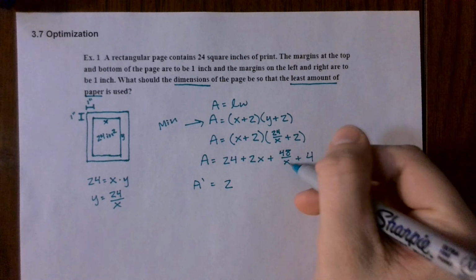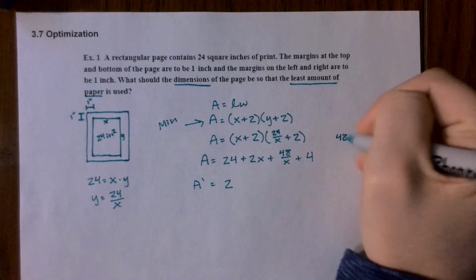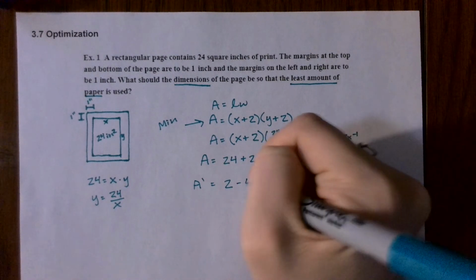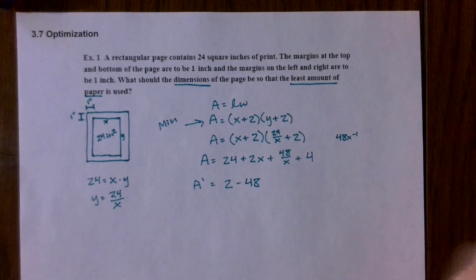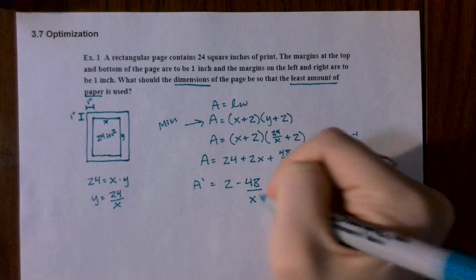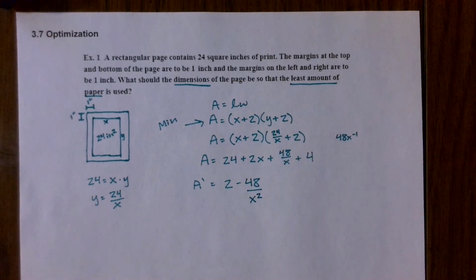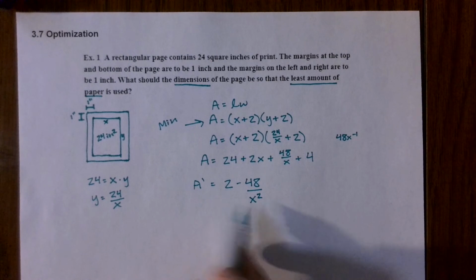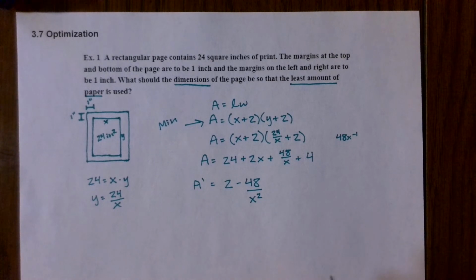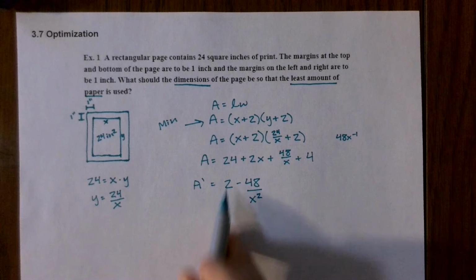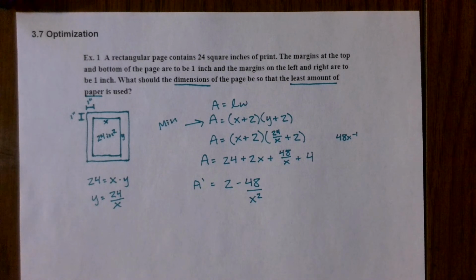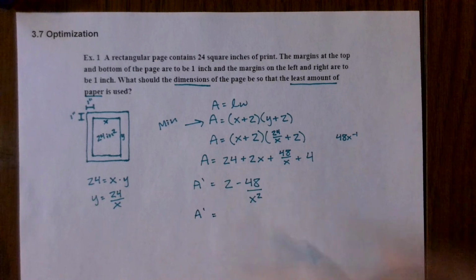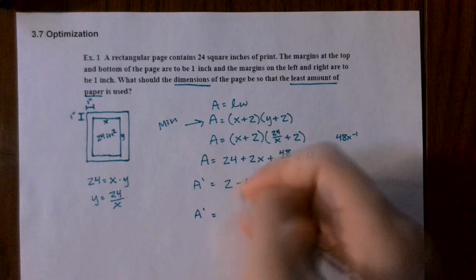And then my 48 over x, remember that's like 48x to the negative first. I will end up with a negative 48x to the negative second, or over x squared. I am looking for where this a prime is 0, so it's necessary to get a common denominator so that when I set it equal to 0, it's easy to solve. So I will need to multiply this 2 by x squared over x squared.